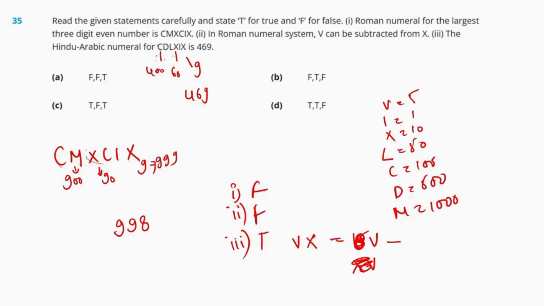So our sequence should be false, false and true. So the option showing this sequence is option A. So the right answer to this is option A.